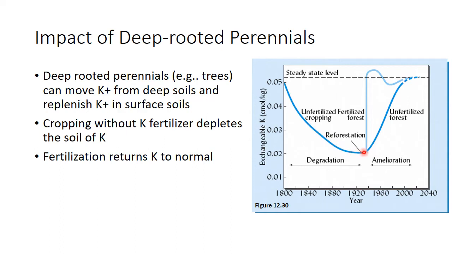And then in about the 1930s or 40s, they reforested the site, and they split it into two treatments. One was an unfertilized forest, and for the other one, they added potassium fertilizer. The added potassium fertilizer brought it back up to the steady state condition. But eventually, the unfertilized site reached the same steady state condition. It's kind of odd that without adding fertilizer, suddenly we have this back-to-normal amount of potassium available to plants through our soil testing.